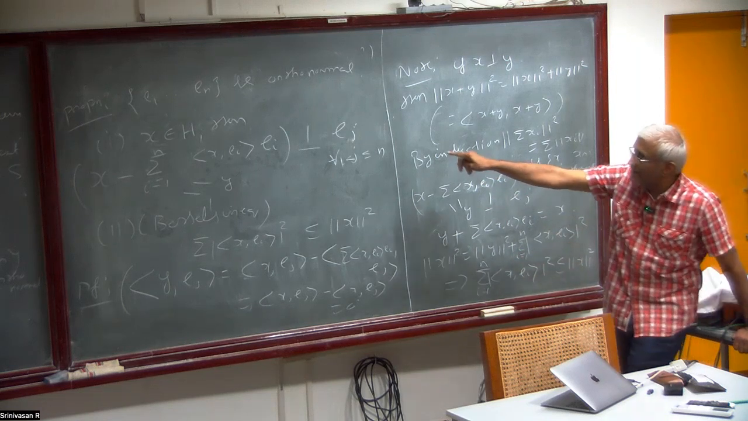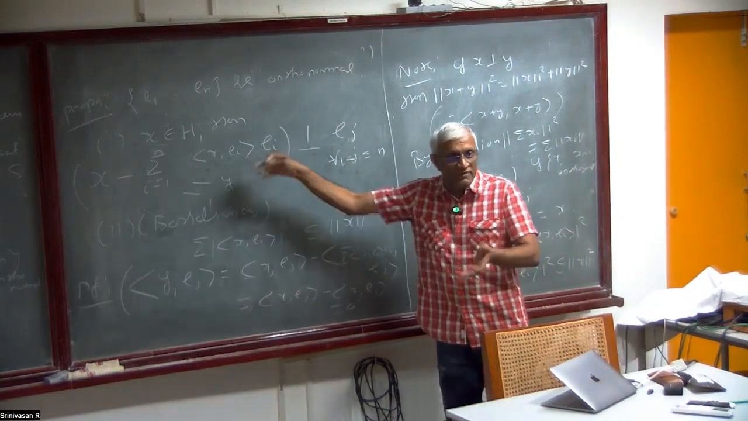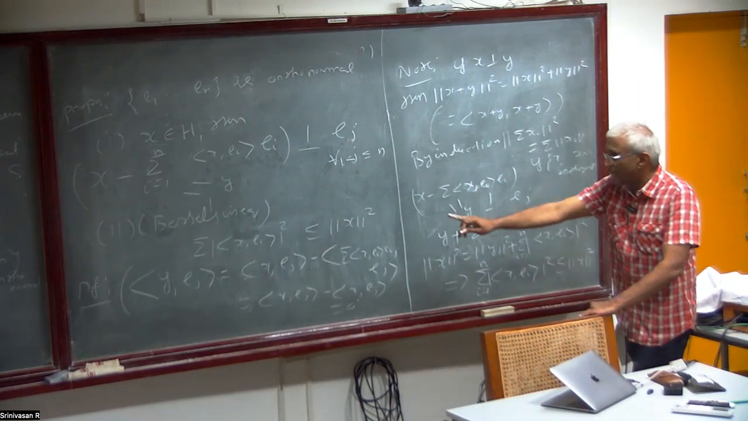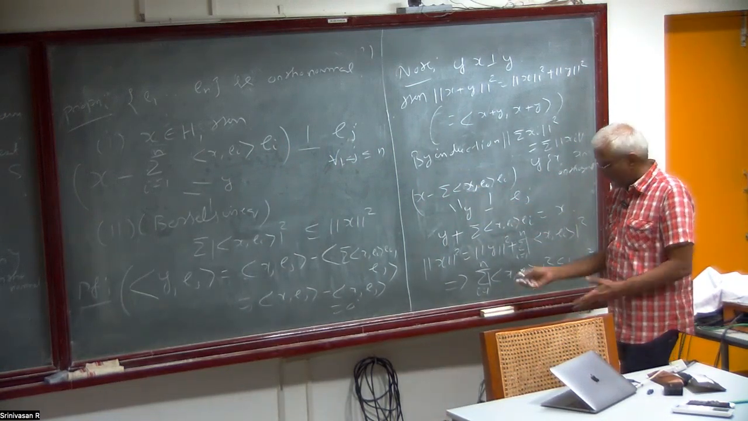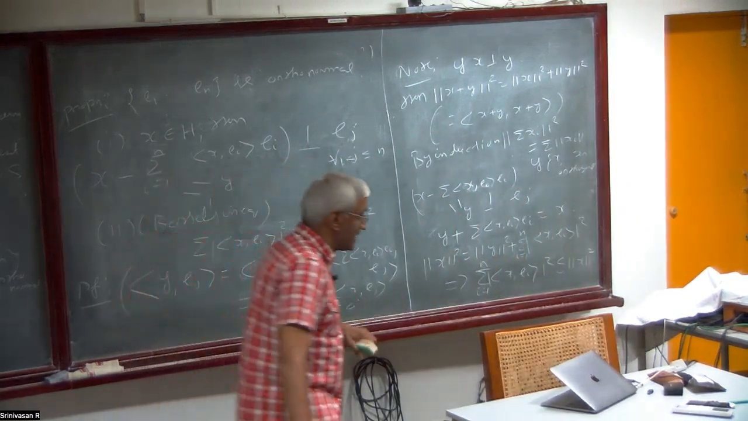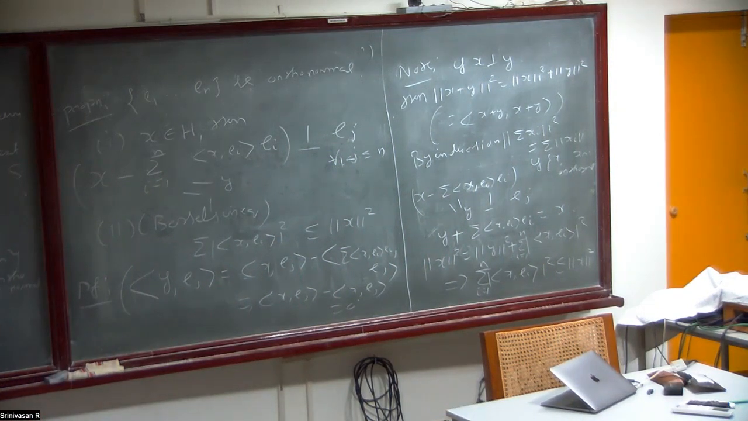We have used the fact that this is orthogonal to this, and you take the sum of the individual squares, then square equals. From that we got what is called Bessel's inequality. Now there is nothing about finiteness here. We can take any countable orthonormal set.